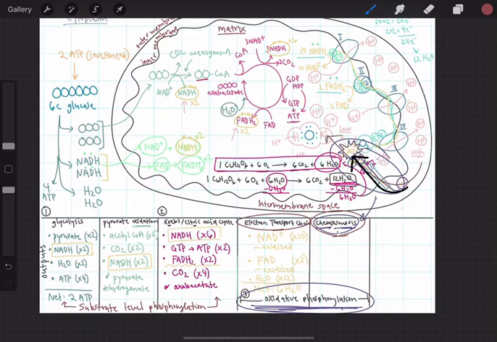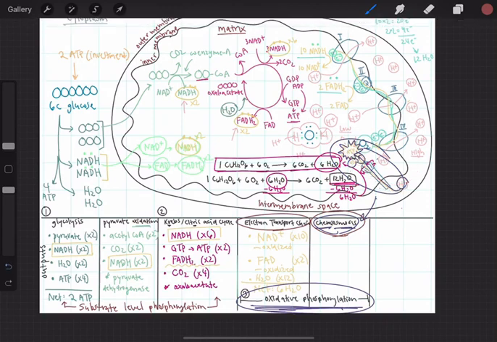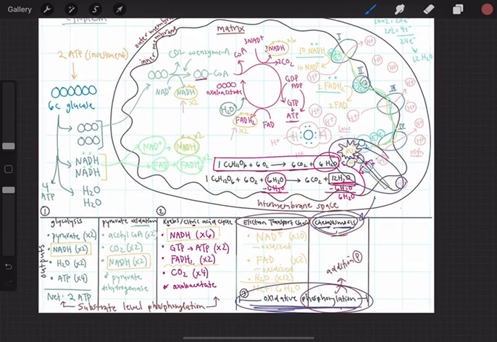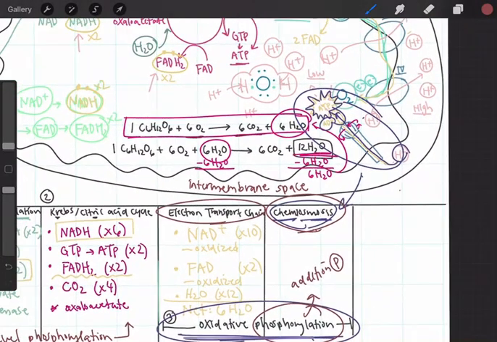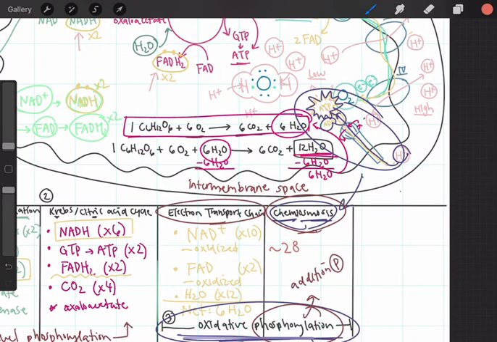This proton gradient is what is going to allow for chemiosmosis, the diffusion of these protons back into the matrix, which is what's going to help phosphorylate. It's phosphorylation, the addition of a phosphate group to an ADP molecule, and that makes ATP. So the entire process of chemiosmosis can generate up to a total of 28 ATP molecules.